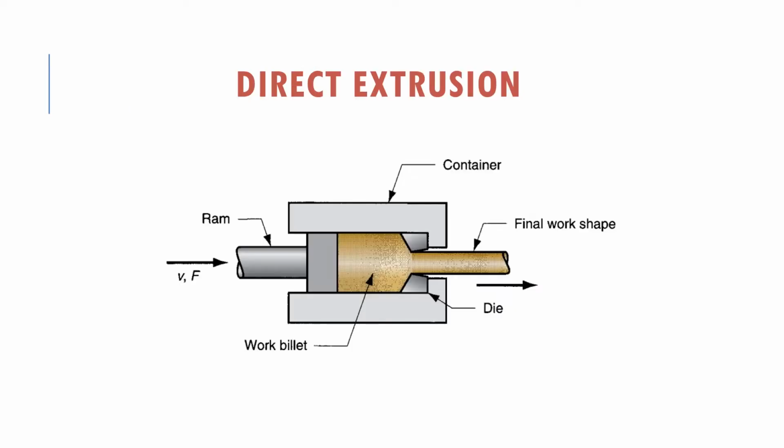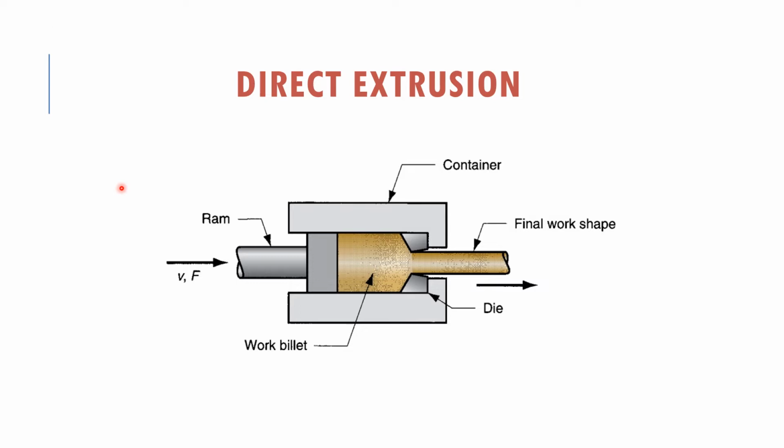So here is direct extrusion. If we look into the operation here, this is the container, and then there is also the die opening over here. This is the work material, the starting material, and this is the final product. This material will be pushed by the ram with force, and then it will come out from the die opening over here.